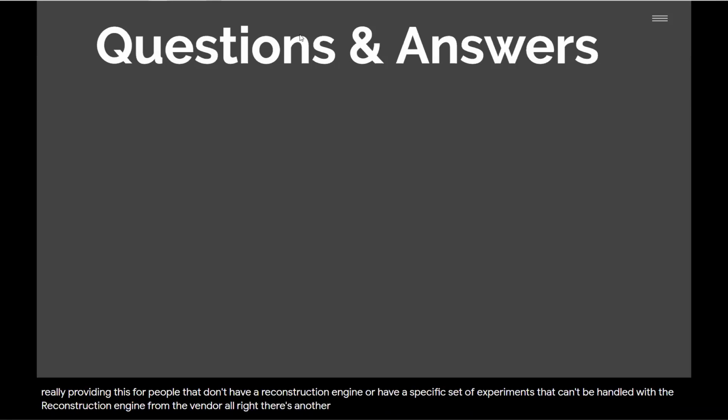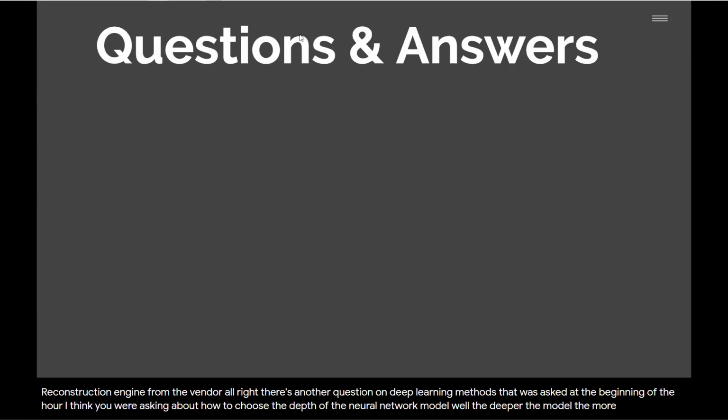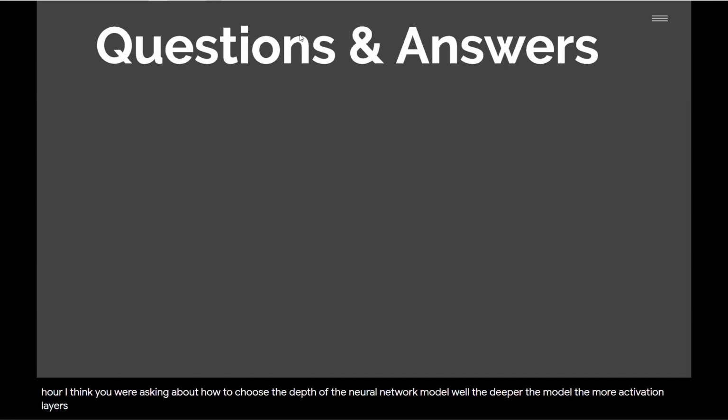All right, there's another question on deep learning methods that was asked at the beginning of the hour. I think you were asking about how to choose the depth of the neural network model. Well, the deeper the model, the more activation layers, the more complicated it can be. It usually takes more training data to converge, but it can solve problems that are more demanding. So if you've got complicated and diverse imaging input, then use a deep learning model with more layers.